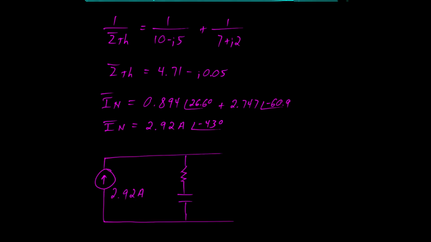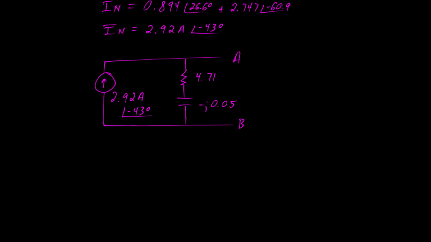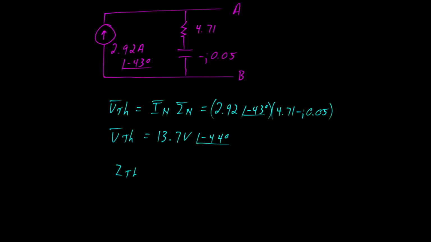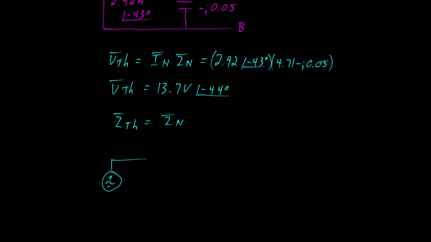We can now take this Norton circuit and convert it back to Thévenin. A Thévenin voltage is a Norton current times a Norton impedance, and the Thévenin impedance is the same as the Norton impedance. One final step, we sketch out our circuit, and we are done. Looking in, this circuit is indistinguishable from our original.